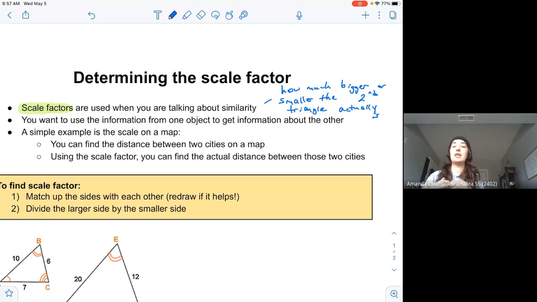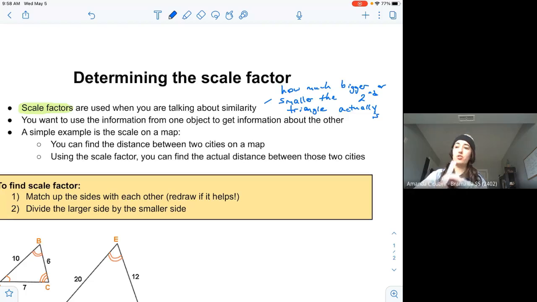How much bigger is it? Is it 10 times bigger? Is it 3 times bigger? Or smaller: is it half the size? Is it a third? Is it a quarter? Is it only 10%? How much smaller, how much bigger is it actually? And the goal of the scale factor is using the information from one of the triangles in order to get information about the other triangle. That's the goal here.